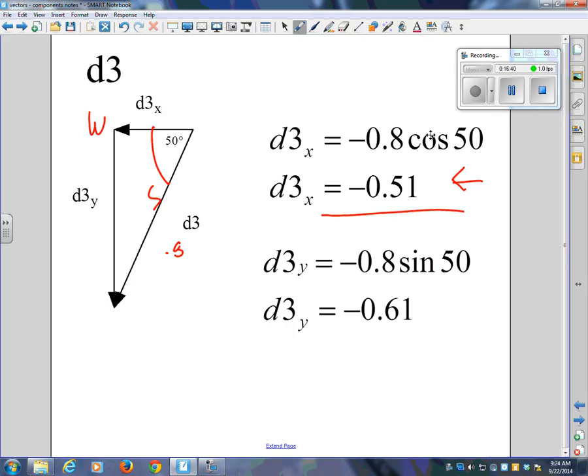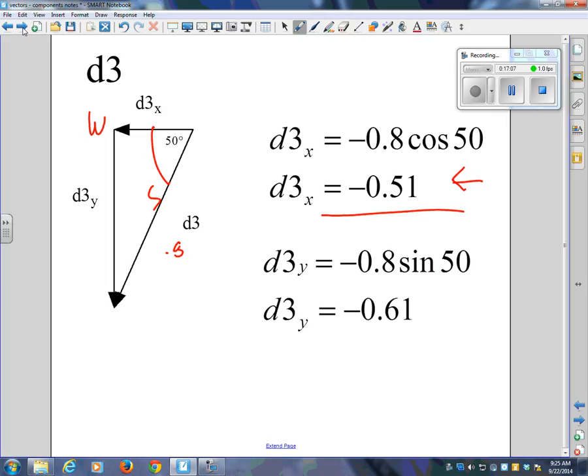If the x is the cos, will the y be the sine? Will it always be that opposite thing? Yes, because if one is cos or one is adjacent, the other must be opposite, right? So yes, there'll always be a cos, there'll always be a sine. So we've now broken them down into components. We think the next step is to do. Add them all together. Exactly.